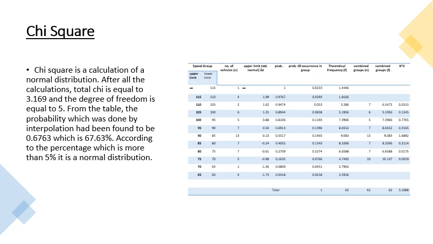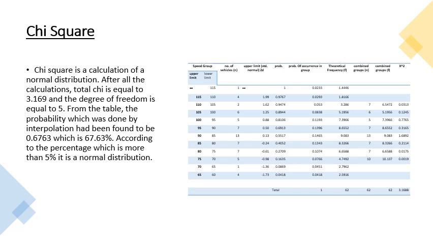The theoretical frequency is found by the product of the occurrence of probability and the total number of vehicles, which is 62. In combined group column, any value from the theoretical frequency that is less than 5, its number of vehicles has to be grouped. As you can see, the first three numbers are less than 5. So you add the number of vehicles, which is 1 plus 4 plus 2, and it's equal to 7.